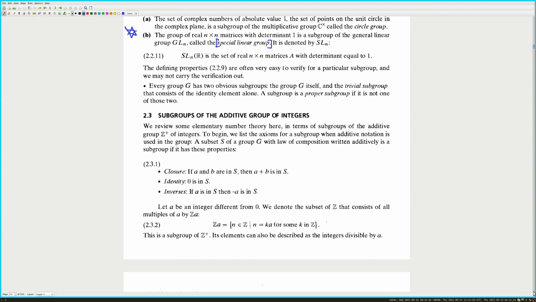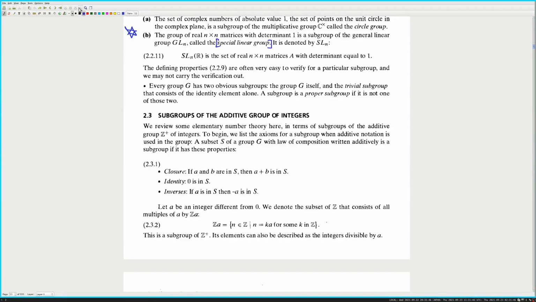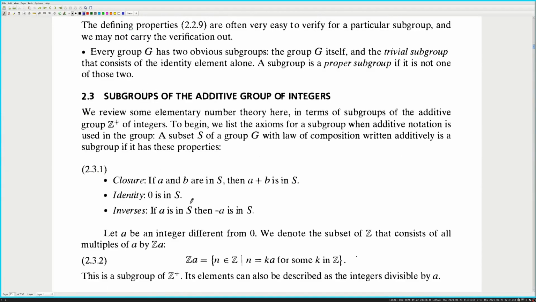How long is this? Three pages. Okay, I'm looking in the table of contents. So we review some elementary number theory here, in terms of subgroups of the additive group. And there's some more notation: Z plus of integers. I'm going to try zooming in.